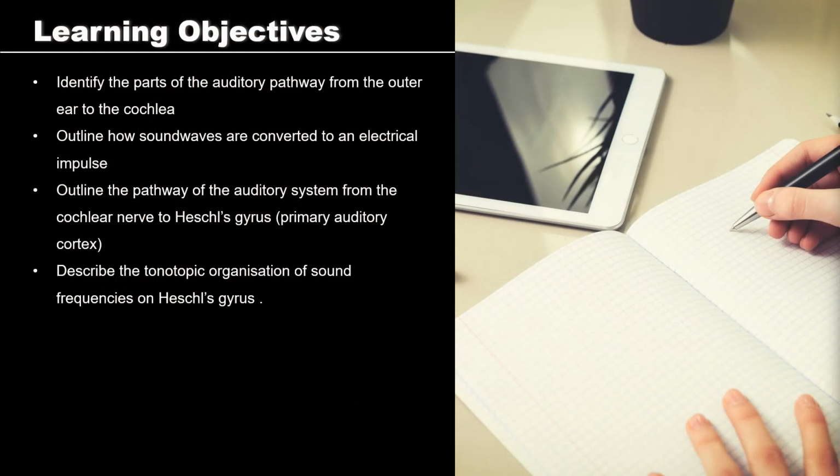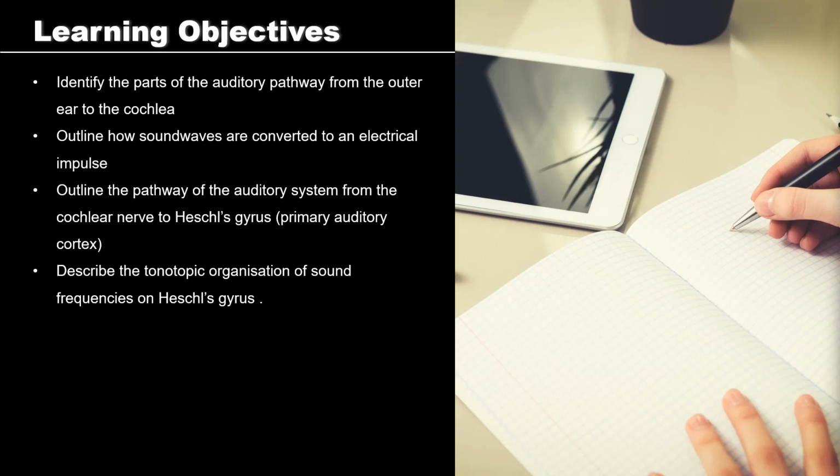After this video and any necessary further study, you should be able to identify the parts of the auditory pathway from the outer ear to the cochlea. Outline how sound waves are converted to an electrical impulse. Outline the pathway of the auditory system from the cochlear nerve to Heschl's gyrus, the primary auditory cortex, and describe the tonotopic organisation of sound and frequencies on Heschl's gyrus.